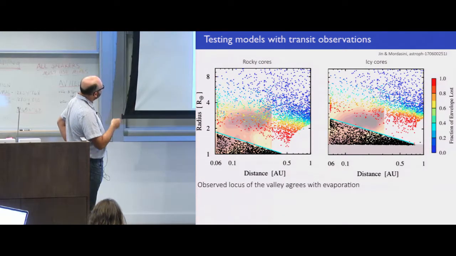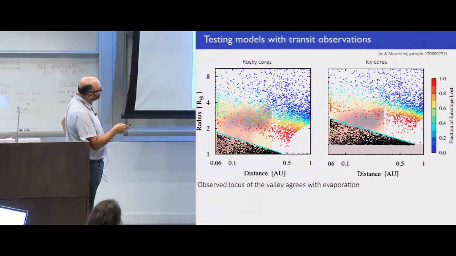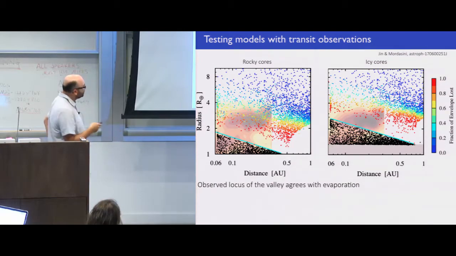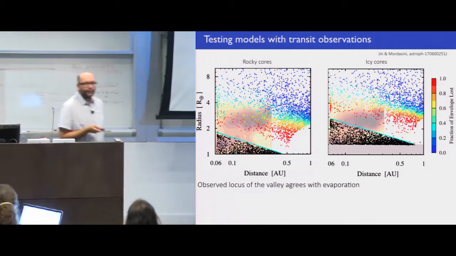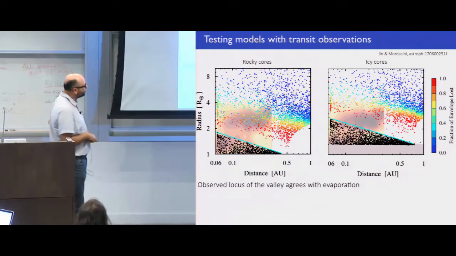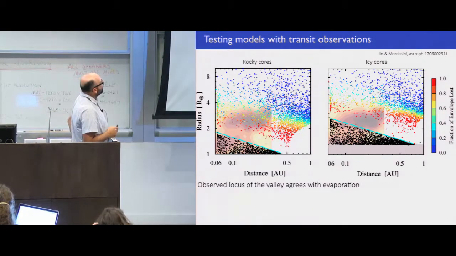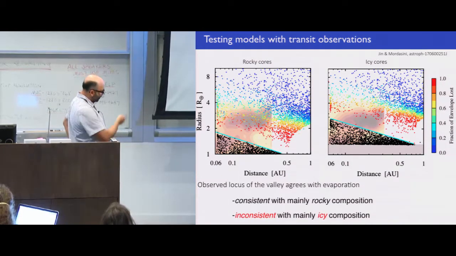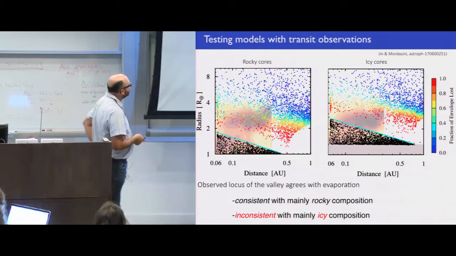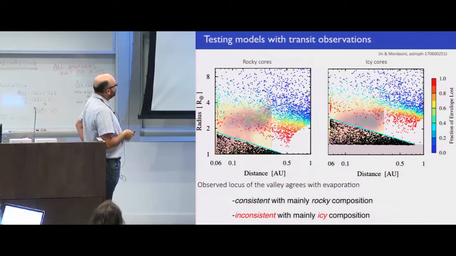So if you compare the models with the data, this is assuming that the cores of planets are rocky, and you see that you have these two populations and no planets in between. And this is assuming that the cores of planets are icy. And you see that in this case we don't match the data. So this shows that probably the cores of Kepler planets should be rocky or volatile poor. So, data consistent with a rocky composition.